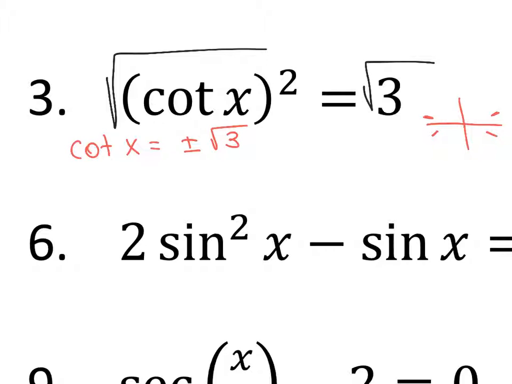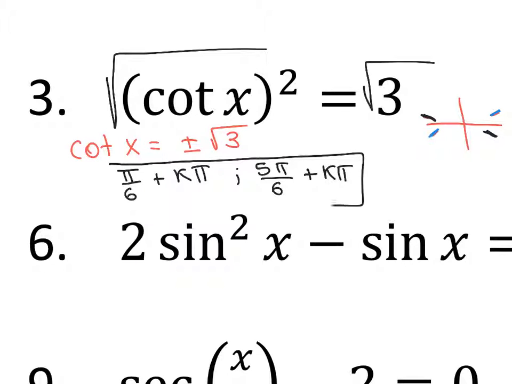Now pi over 6 and 7 pi over 6 are diagonal from each other, so I only need to mention one of them. So pi over 6 plus k pi, since the period for cotangent is pi. And the other solution is going to be 5 pi over 6 and the 11 pi over 6. So again, I need to mention only one of them since they are diagonal from each other. So the final solution for something like this is going to be pi over 6 plus k pi and 5 pi over 6 plus k pi.